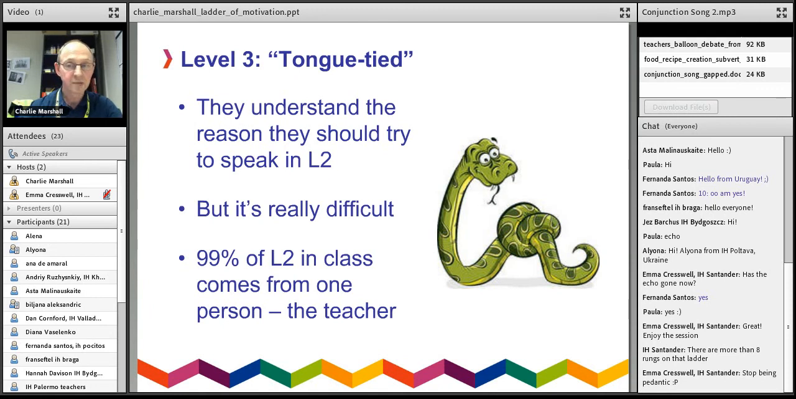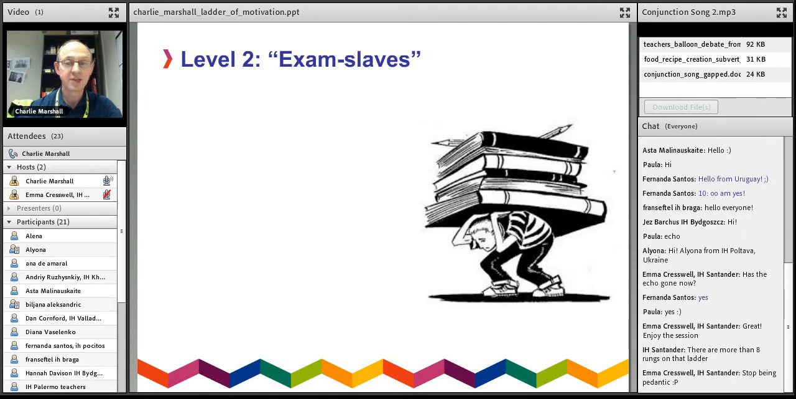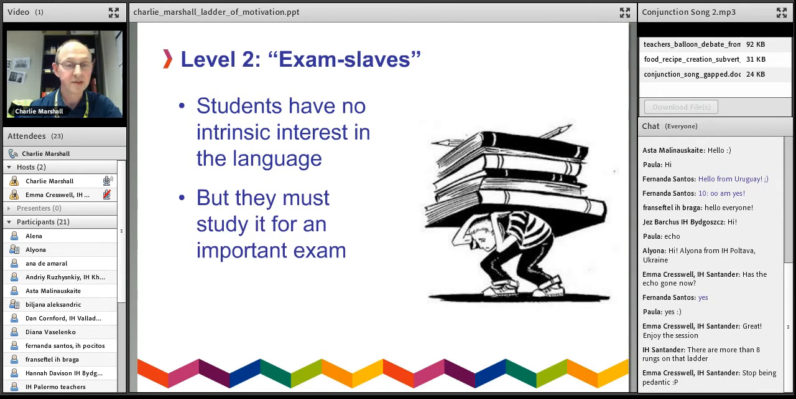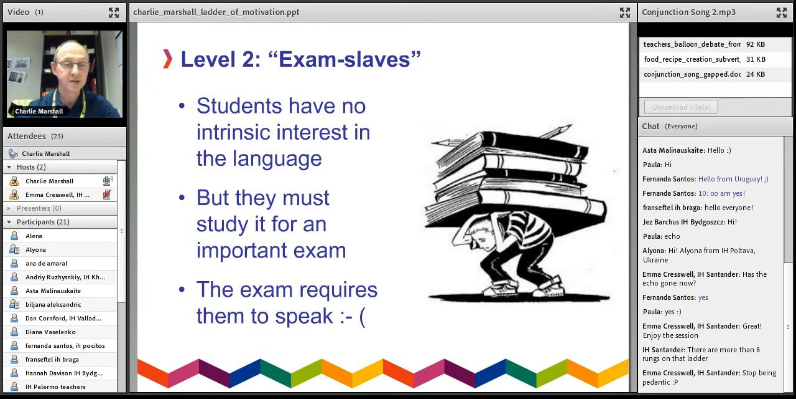The next level down, it's a bit difficult to decide where to put them, but I put them on level 2, and I'm calling them the exam slaves. And there are other levels where people are probably doing exams, but these are the people who are doing exams not because they love the language or because they're interested, but because they have to. And they're very unhappy about it. They have no intrinsic interest in the language, but they must study it for this important exam. And unfortunately for them, the exam requires them to speak. And for a lot of these students, that's the worst possible part of that.